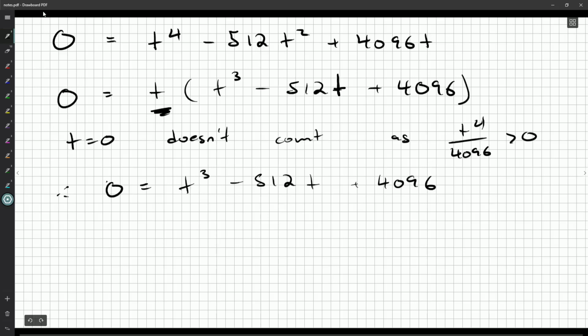Now, this isn't a quadratic. This is a cubic that is at least sort of in a nice form, and I think we could maybe rearrange it a little bit. But I'm not actually sure what the best way to go about trying to solve this is.